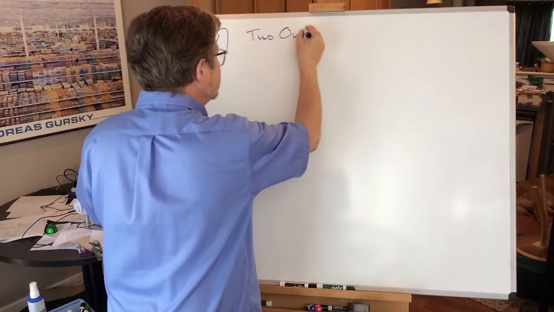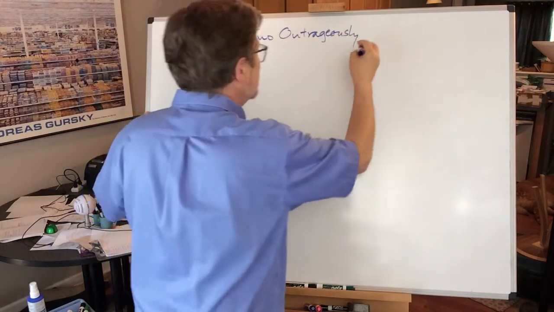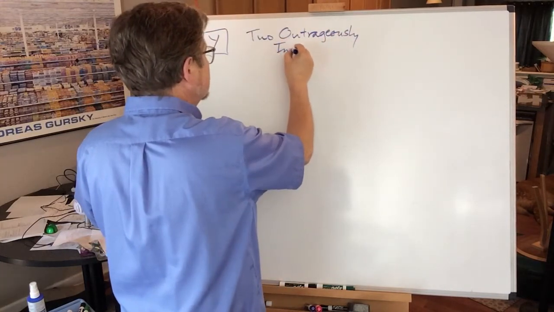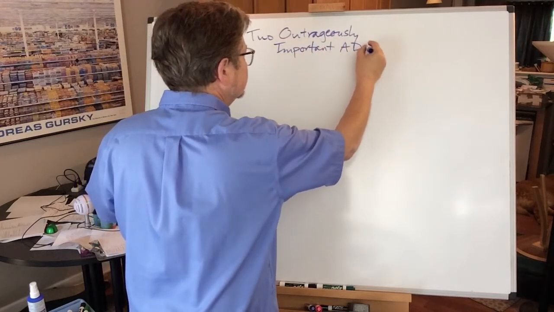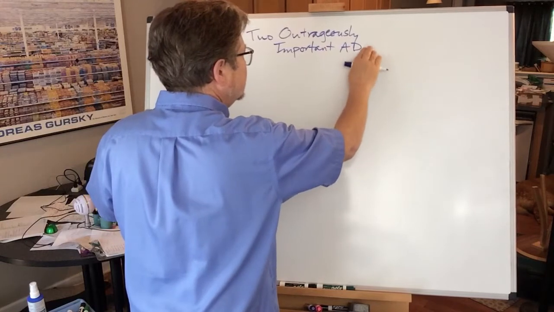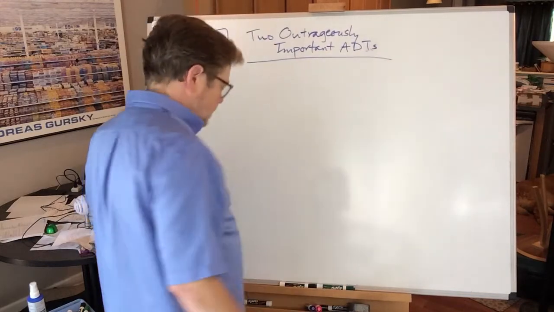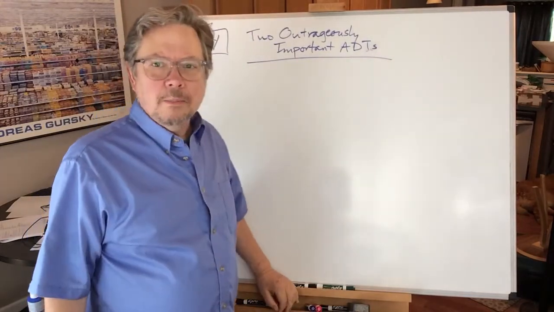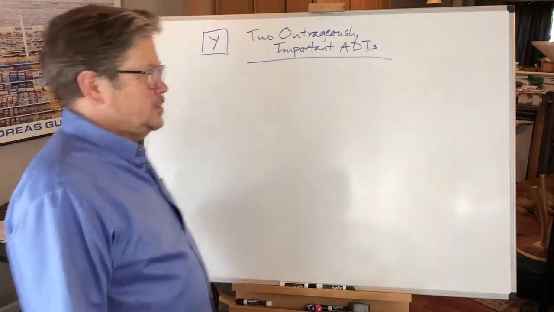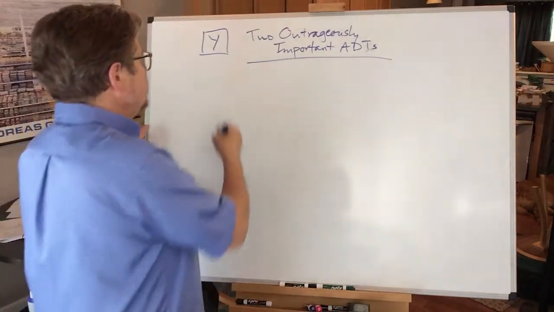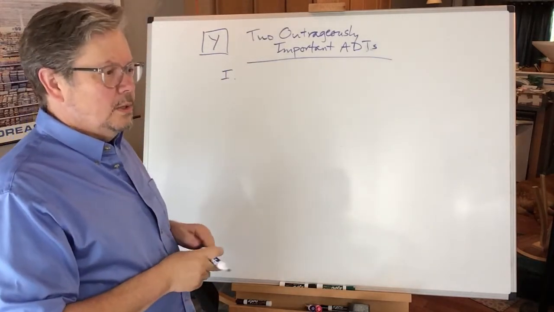Let's talk about two outrageously, if I can spell that, R-A-G-E-O-U-S-L-Y, two outrageously important ADTs. Now, abstract data type, all we've got to do is talk about operations, so we're not even going to soil our hands with code or talking about C++ or any of that, at least not right now. We're going to talk about these outrageous ADTs and see if I can convince you that they are pretty important.